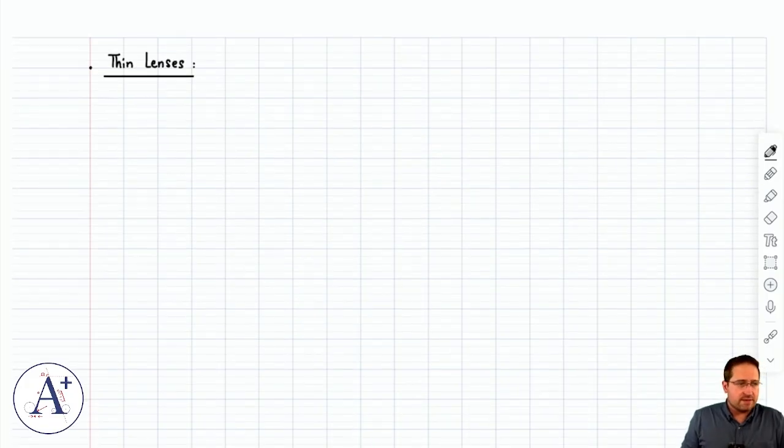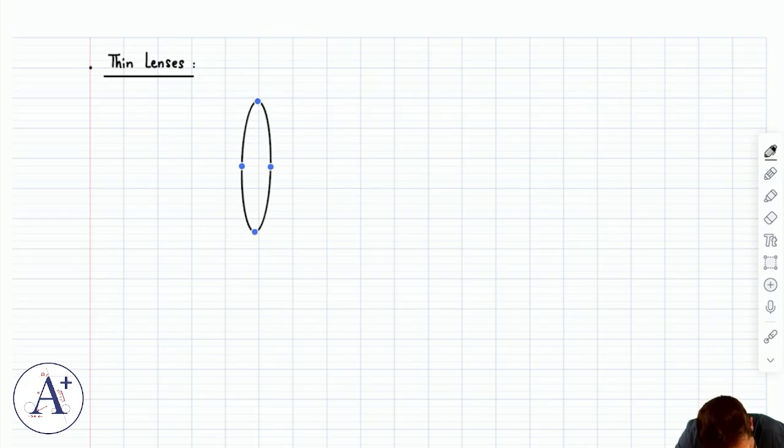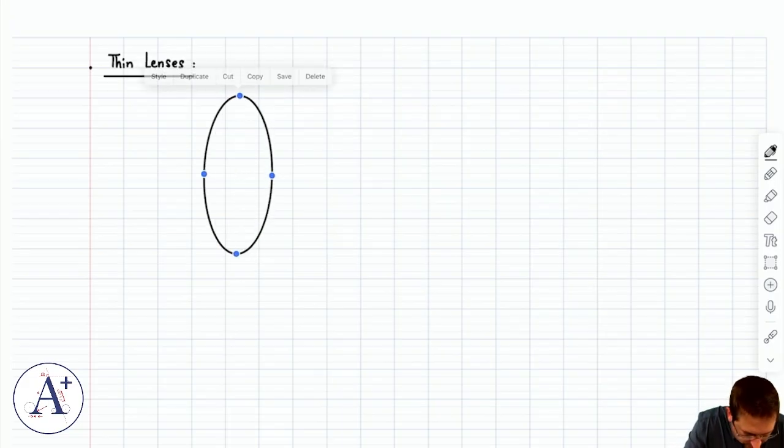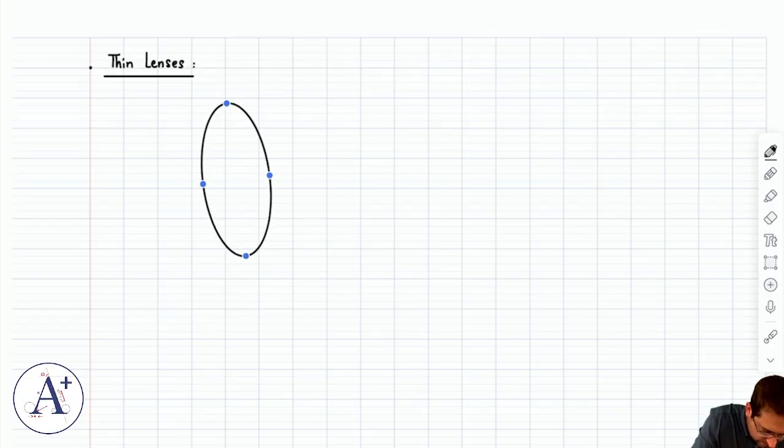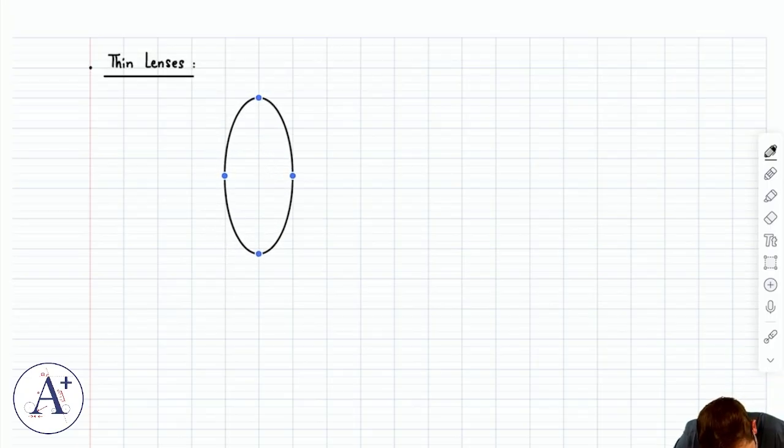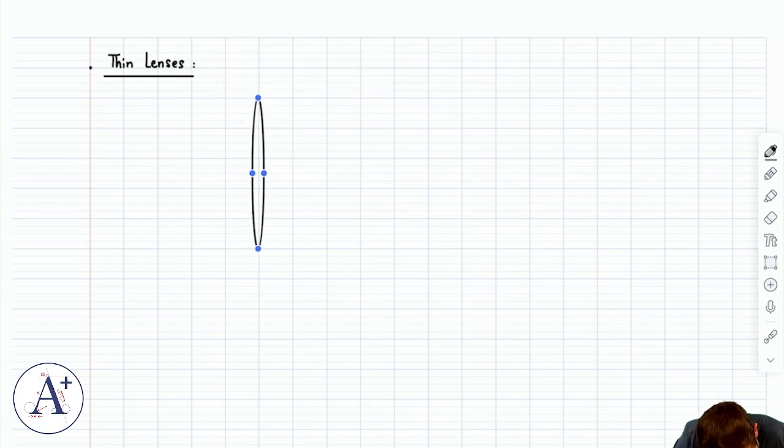All right, so thin lenses. Well, now let's see what I can do here. Let me see if we can somewhat accurately depict a thin lens. Okay, and I'm going to make it thin. Okay, so there are different variations.